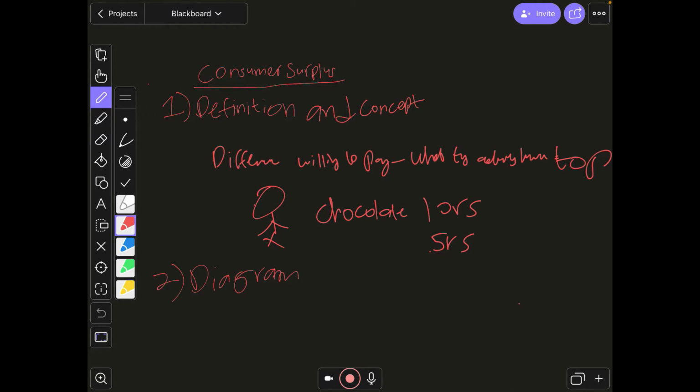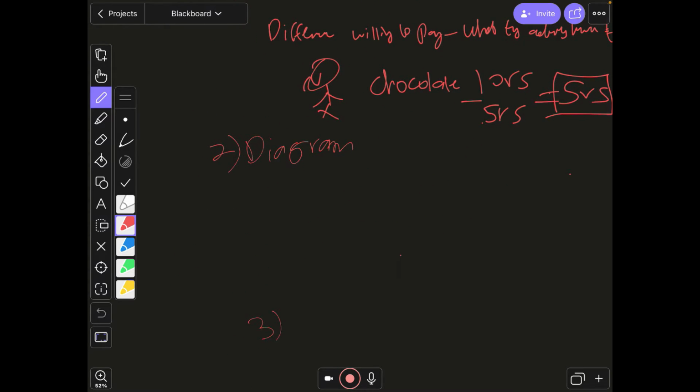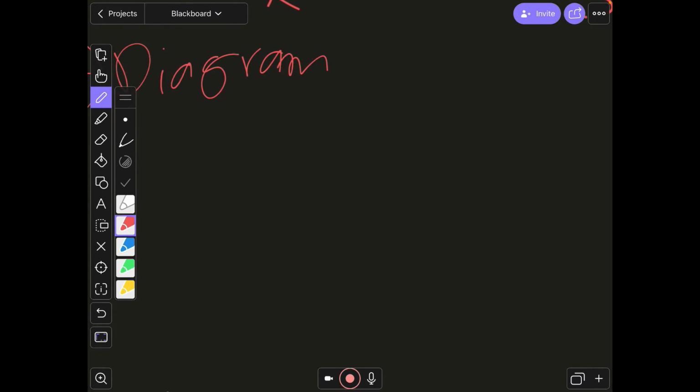This is my happy face. Wow. So now I'm happier because I was willing to pay more, but now I have to pay less, right? So the difference in this case is 5 rupees. The difference between 10 and 5 is 5 rupees. And so this 5 rupees represents my consumer surplus. It can also be represented on a diagram. Let's have a look at that.